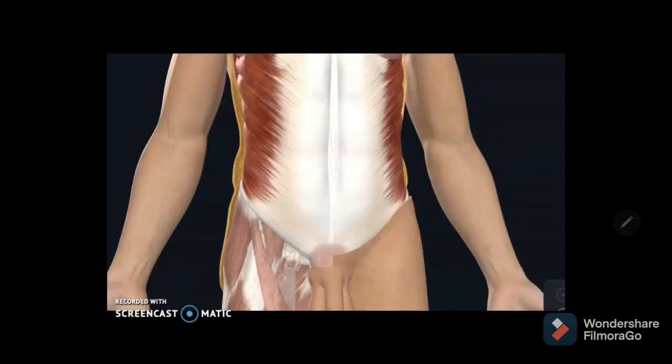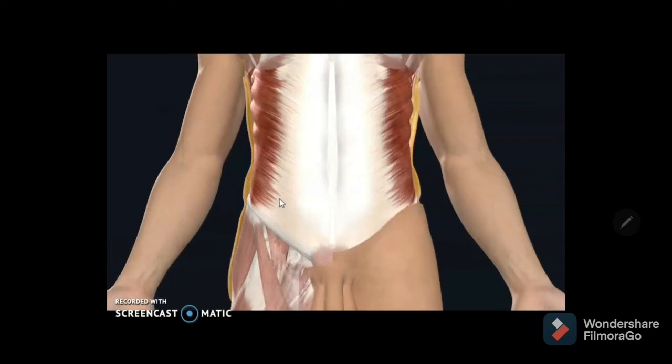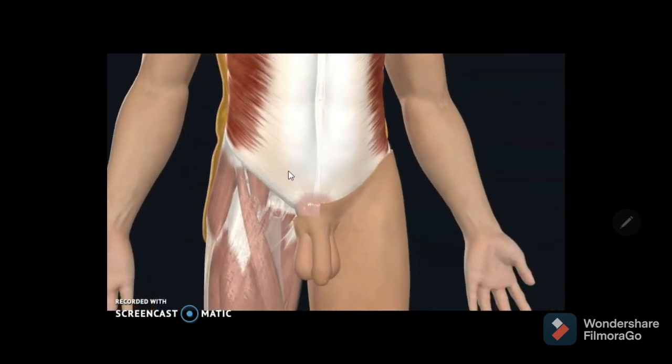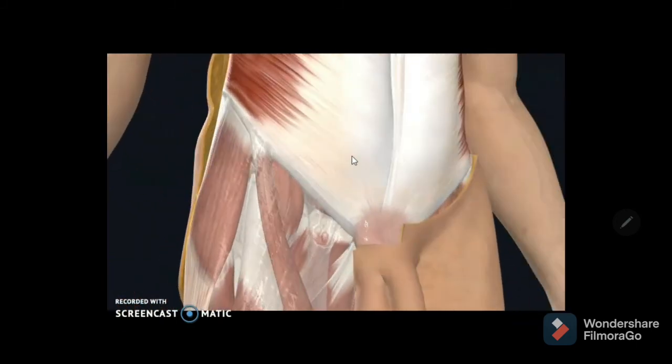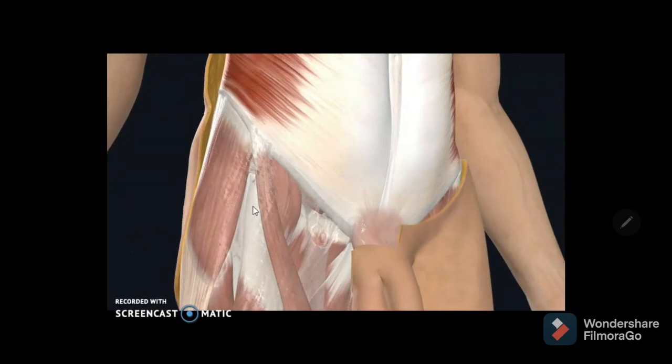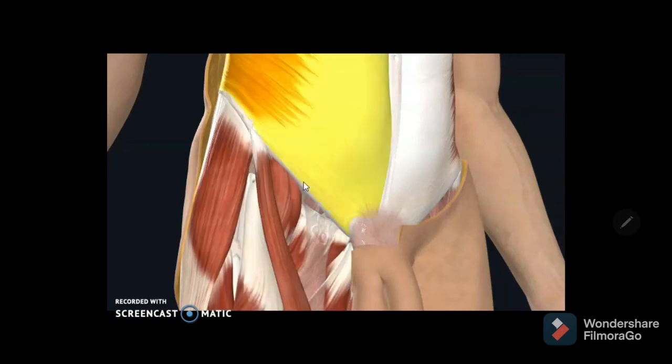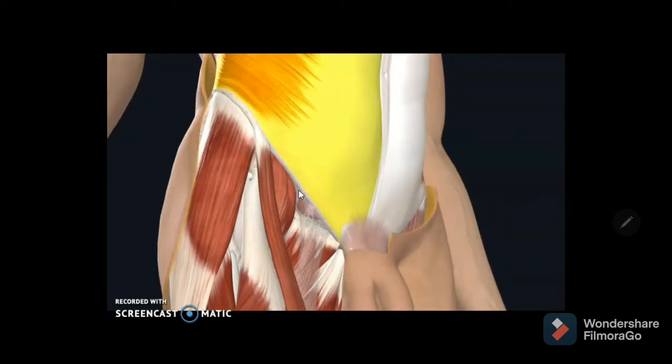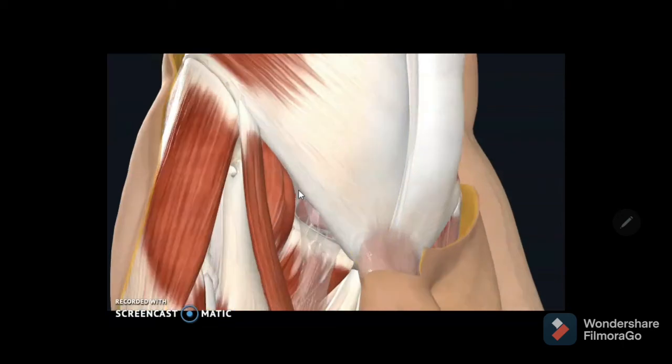When you see the external oblique, the lower fibers of the external oblique fold upon themselves and form the inguinal ligament, that you can see there. That is the fascia lata, that is the fascia of the thigh. And here you can see the external oblique aponeurosis forming the inguinal ligament. If you zoom here, you can see that is the inguinal ligament, demarcating the anterior abdominal wall from the front of thigh.